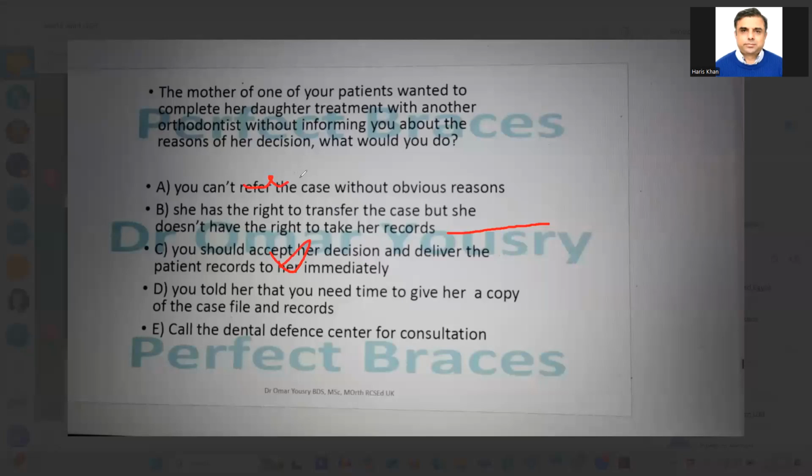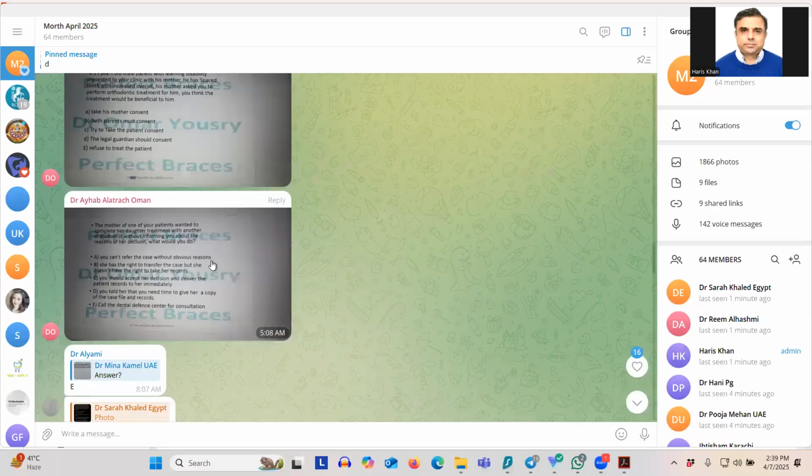No. You tell her that you need time to give her a copy of the case and the records. It's not the patient who takes a copy; mostly you transfer it yourself. This option is also correct. So we have two options here, B and D, which are correct. She has a right to transfer the case. B is the stronger option, but I think D. I will go with D. It might be subjective, but I will go with D, because you just provide the copy, not the original ones.